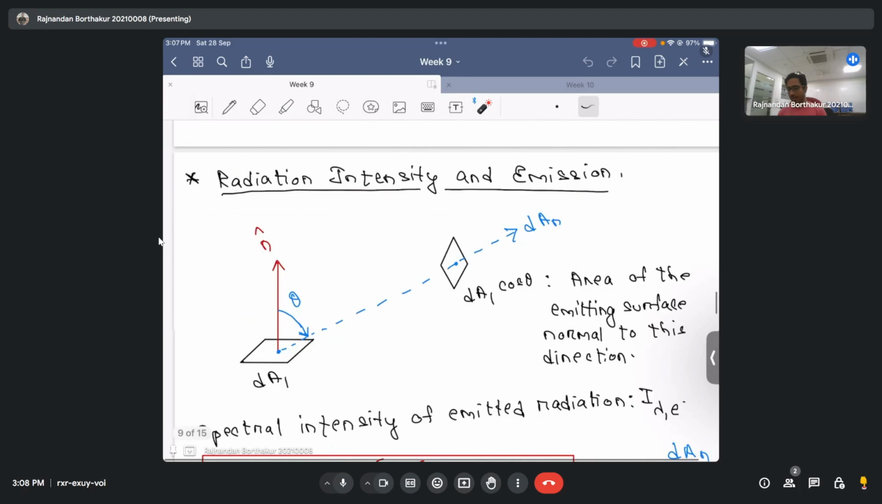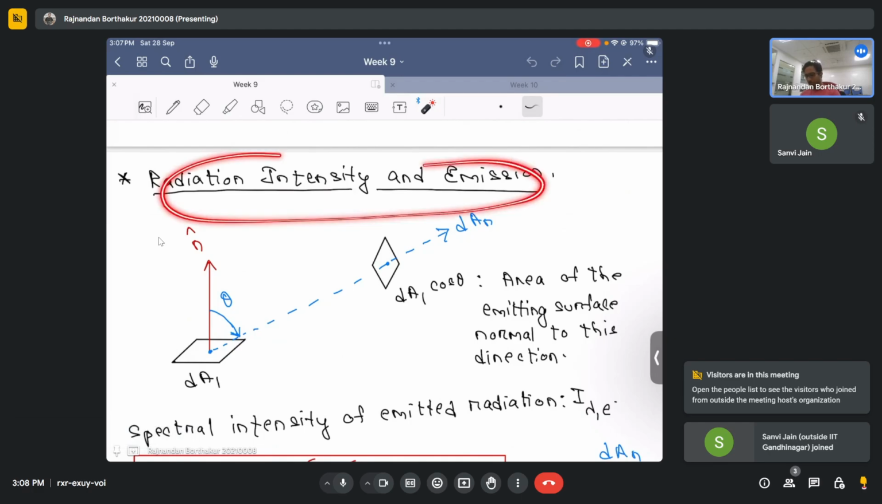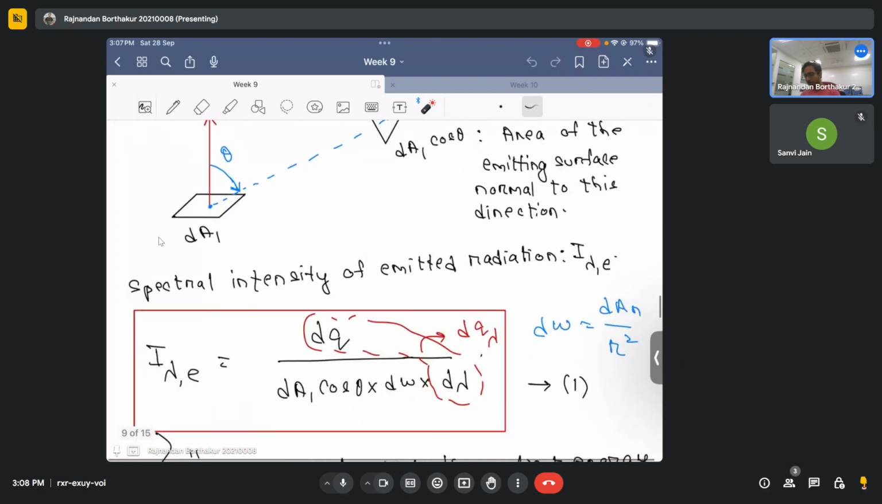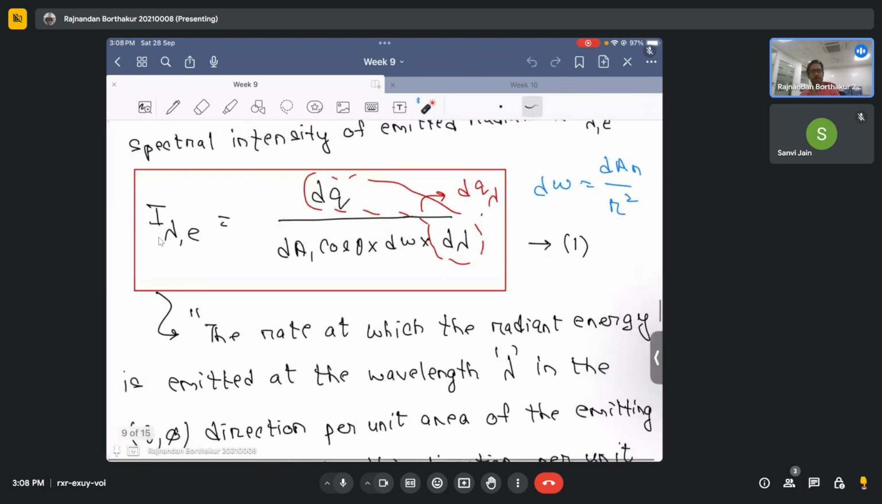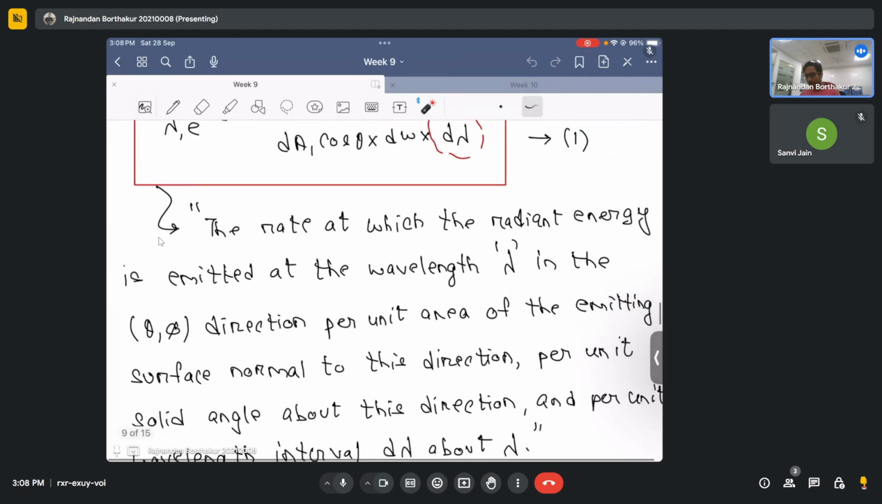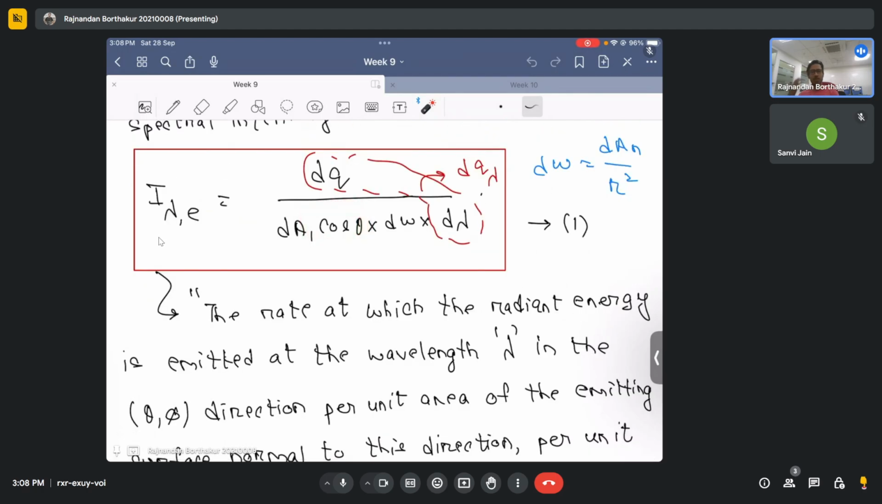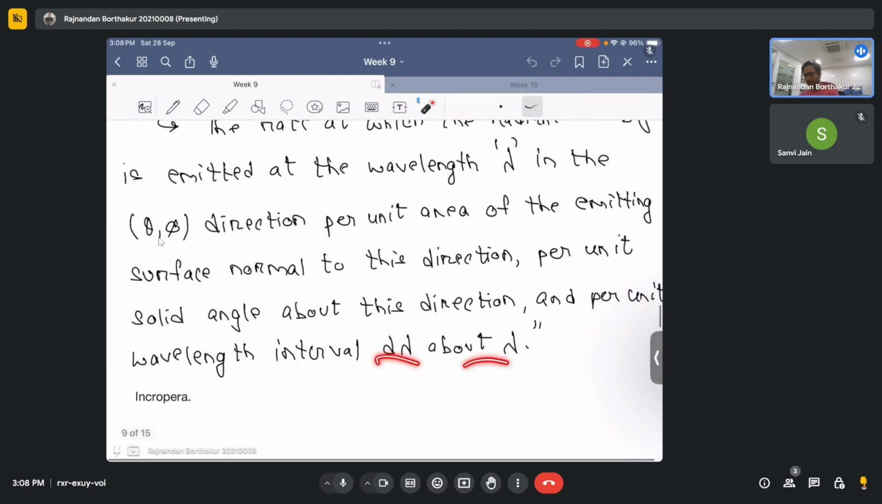And then we looked into something that is very important, and that is basically known as the radiation intensity and emission. Okay, so we define something which is known as the spectral intensity of emitted radiation. We call it I lambda E. And if you remember the definition, it was a little bit involved, I understand, but it is the most fundamental definition that you could have in radiation heat transfer. Okay, because it says that it's nothing but the rate at which the radiant energy is emitted at a wavelength lambda in a fixed direction, let's say theta phi, per unit area of the emitting surface, which is normal to its direction. This is an important term, and that's why we have this cos theta that comes into the definition of the spectral intensity of radiation. And it is per unit solid angle about this direction, and in the wavelength d lambda about this wavelength lambda.